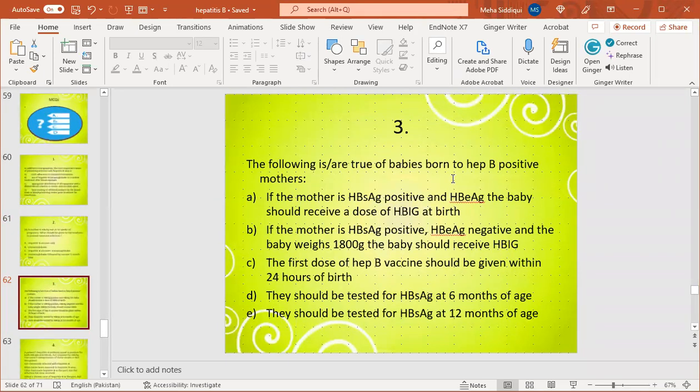MCQ number 3. The following is or are true of babies born to hepatitis B positive mothers. A. If mother is hepatitis B surface antigen positive and hepatitis B e antigen positive, the baby should receive a dose of hepatitis B immunoglobulins at birth. B. If mother is hepatitis B surface antigen positive, e antigen negative, and the baby weighs 1800 grams, the baby should receive immunoglobulins. C. The first dose of the hepatitis B vaccine should be given within 24 hours of birth. D. They should be tested for hepatitis B surface antigen at 6 months of age. E. They should be tested for hepatitis B surface antigen at 12 months of age. C is the right option.